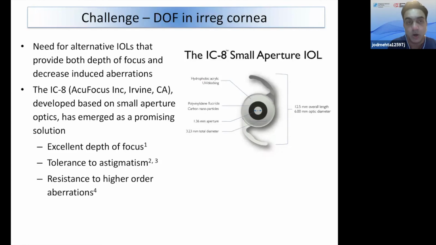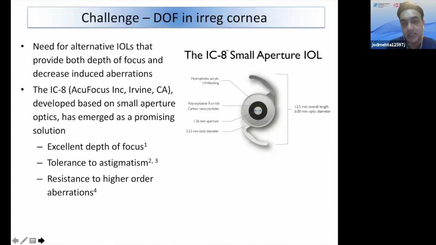So the challenge that we're left with is really trying to get depth of focus in an irregular cornea. And I think this is the holy grail that we're trying to look for. We know that this lens, the IC8, is a small aperture lens. The idea of the small aperture is to extend the depth of focus, which gives you tolerance to astigmatism and resistance to higher order aberrations, which are some of the issues that I've been talking about that we have when we're doing these kinds of cases.